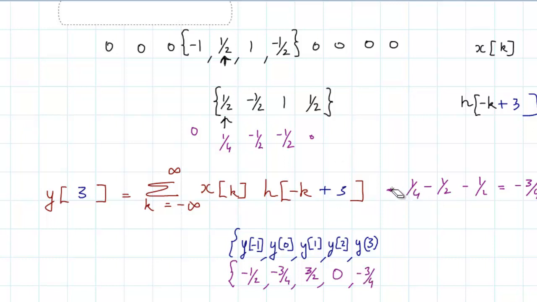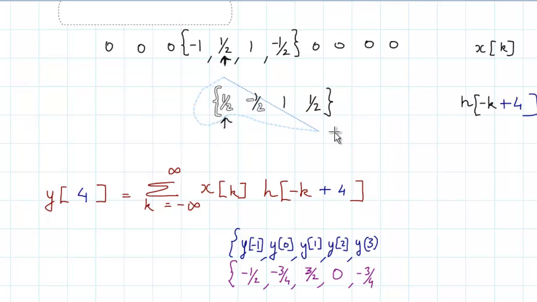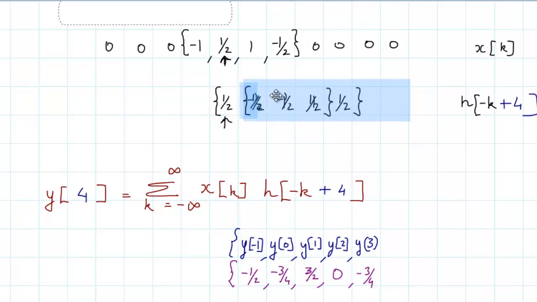So again I will have to move one step. I will have to try to find out for the case of plus 4. So y of 4 will be equal to h of minus k plus 4. So this will become again plus 4. So I have to move one step again. I have to move. So this is what is going to be. I have moved one step again to the right.